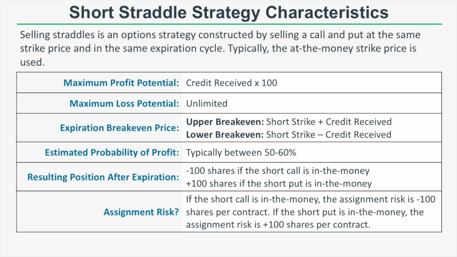Now, in regards to assignment risk, if the short call is in the money before expiration, the assignment risk is negative 100 shares of stock per contract, and if the short put is in the money before expiration, the assignment risk is plus 100 shares of stock per contract. So now that you know the general strategy characteristics for the short straddle, let's go ahead and construct a hypothetical short straddle position and check out the expiration risk profile graph.